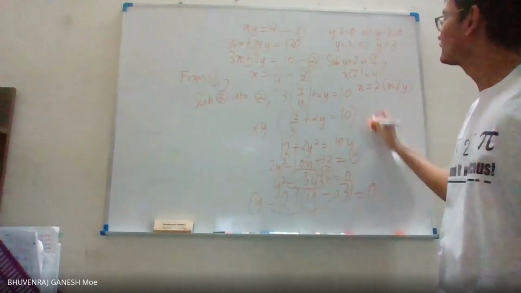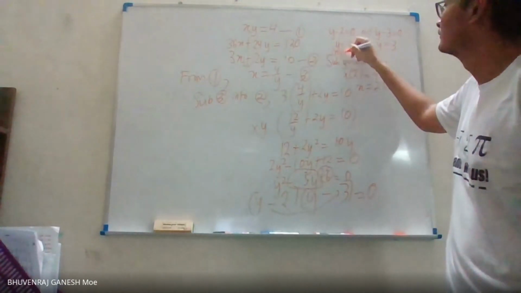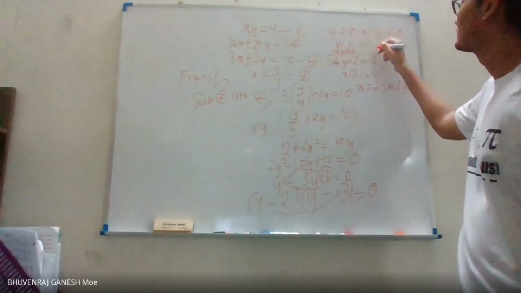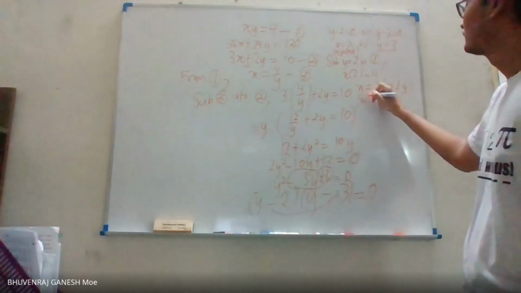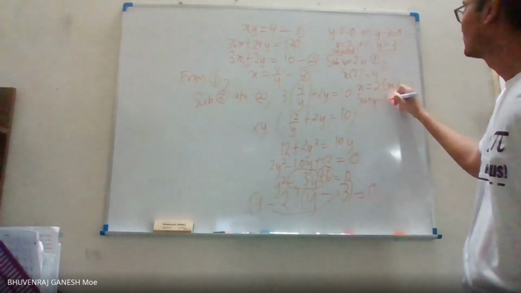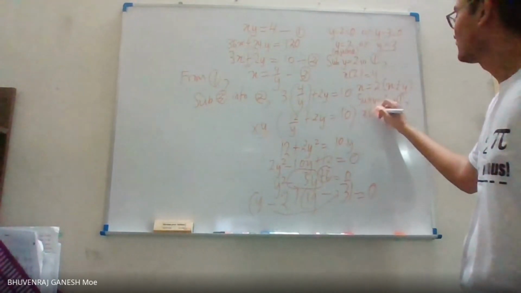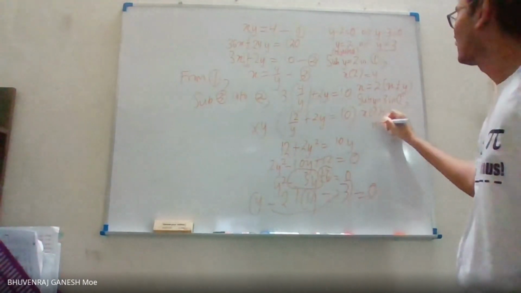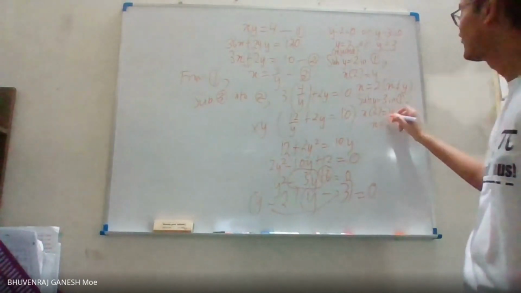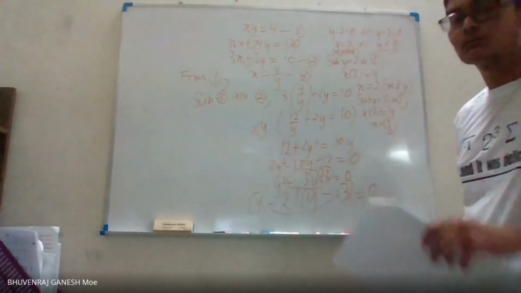Cancel it. Yeah, rejected. You write down here. So we will choose y equals 3 and sub y equals 3 in 1. So we will get x bracket 3 equals 4, x is 4 over 3. Yeah, this satisfies because it's a different number. x is not equal to y.